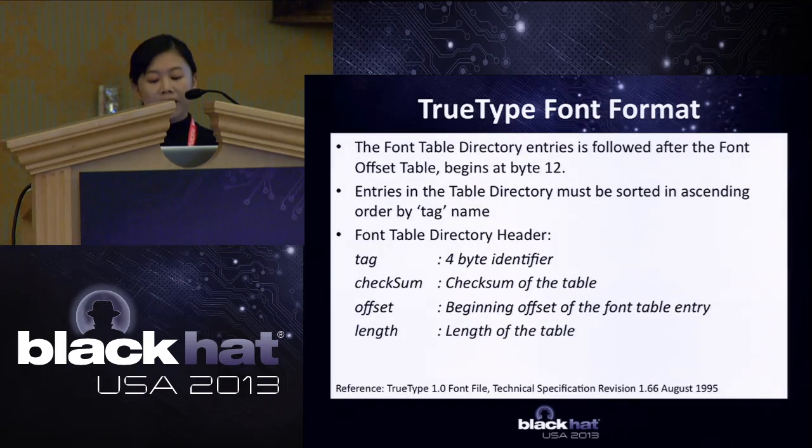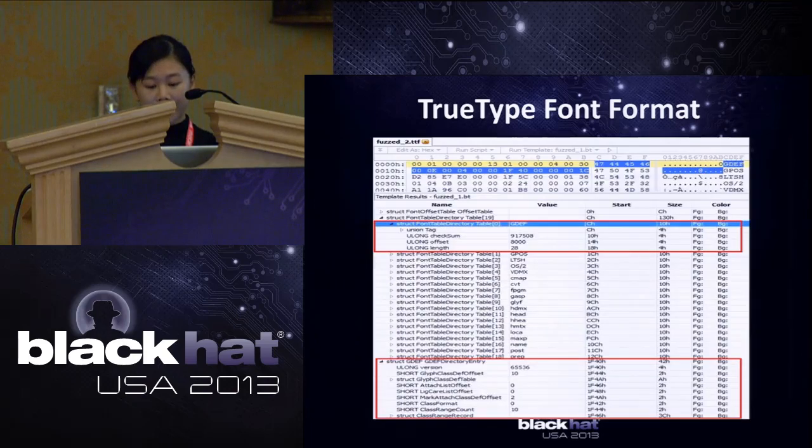The font table directory entries follow after the font offset table. Each font table directory header consists of four fields: tag, checksum, offset, and finally length. And here is an example of a font table directory. As you can see, each value of the font table directory relates to a particular font payload.